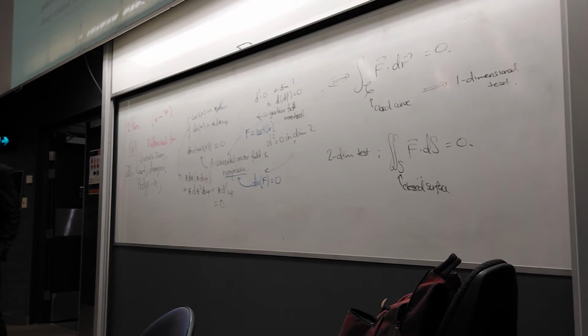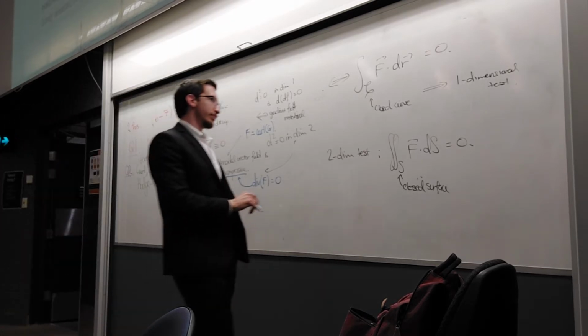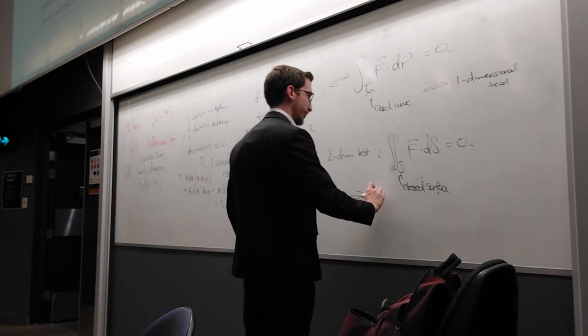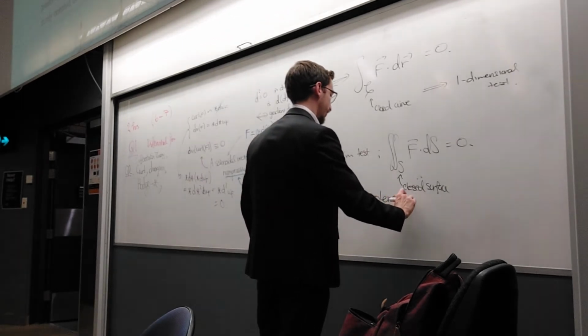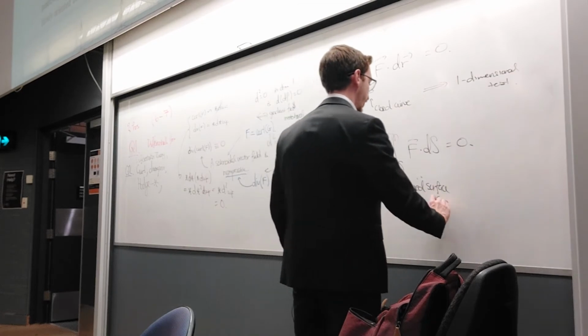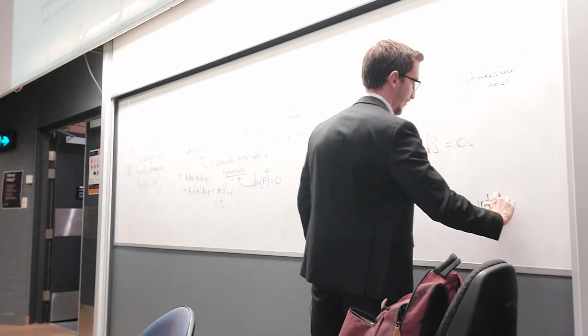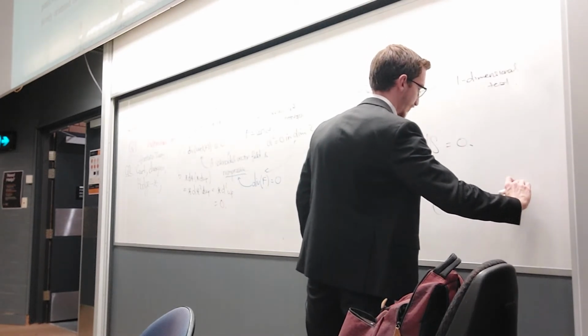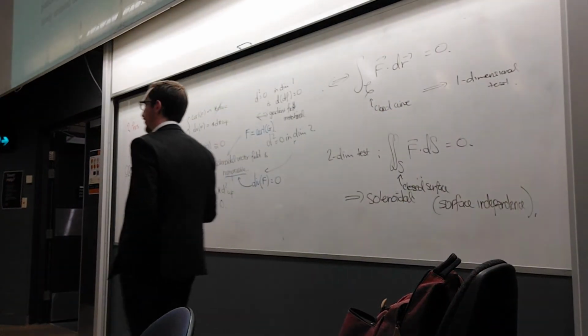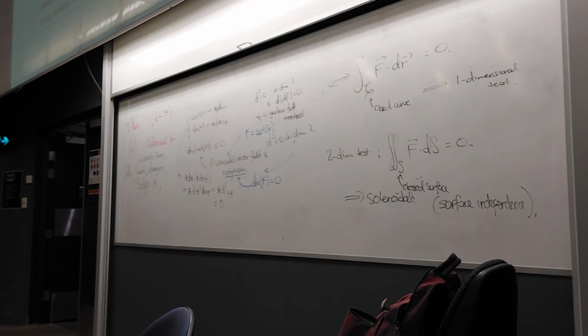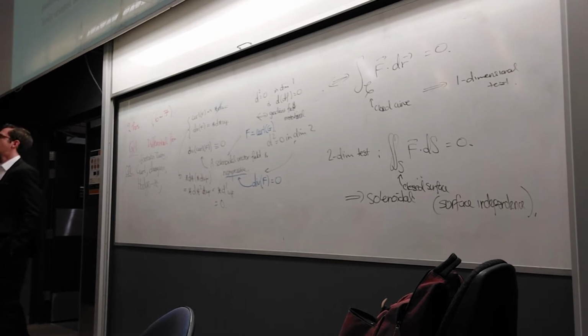What would it give you? Solenoidal. And this is surface independence. This is a surface independence property. Okay, what's an example of a closed surface? Sphere. Take a sphere. Good.